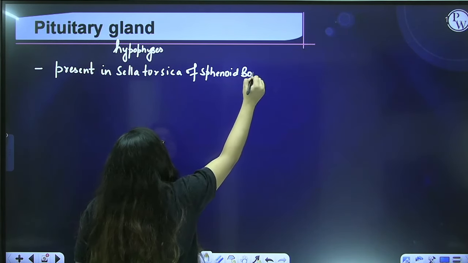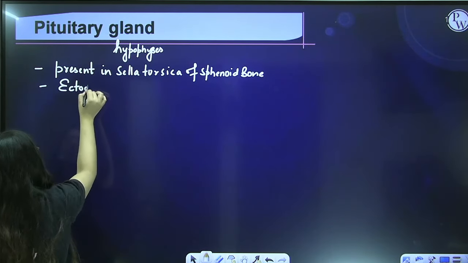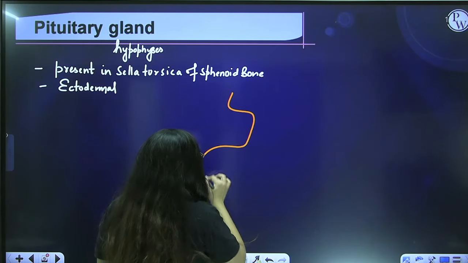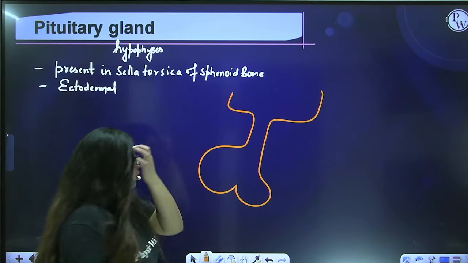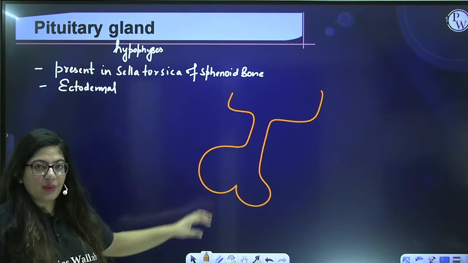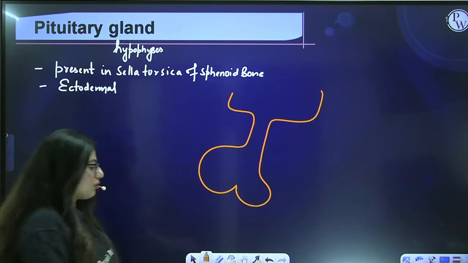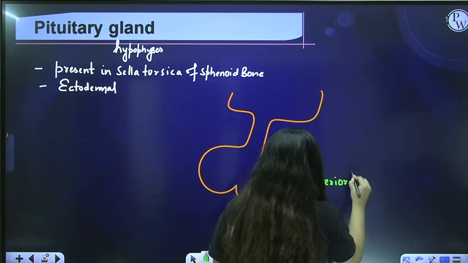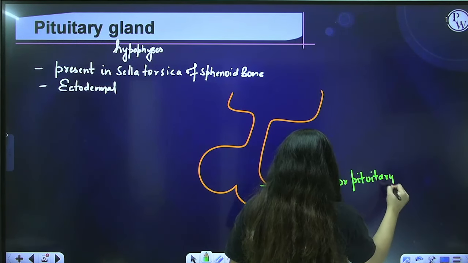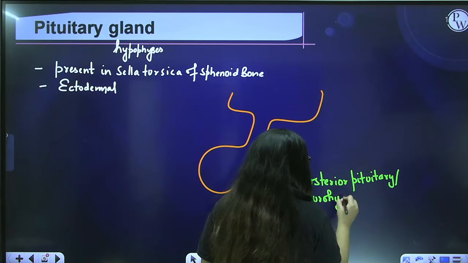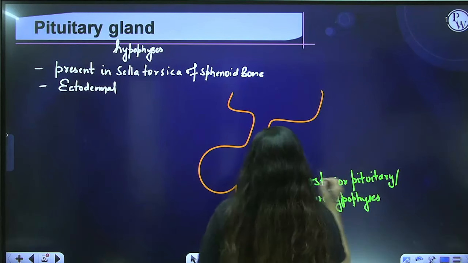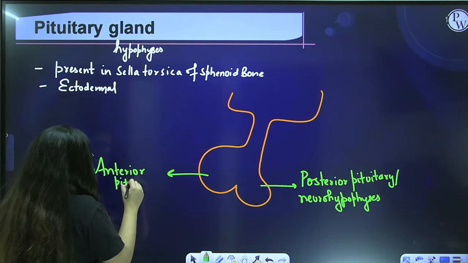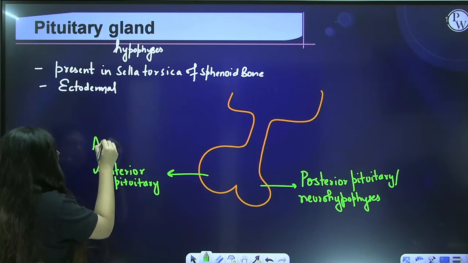And as you know, because it is in the brain, it will also be ectodermal in origin. Fine. And we have discussed that the hypothalamus is attached to the pituitary gland via a stalk-like structure known as the infundibulum, right? So this portion is the adenohypophysis or anterior pituitary, and this portion is the posterior pituitary or neurohypophysis. So this is the posterior pituitary, or neurohypophysis. And this portion is the anterior pituitary, also known as adenohypophysis.